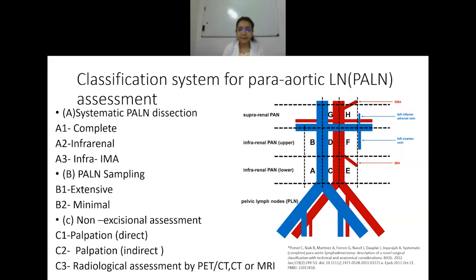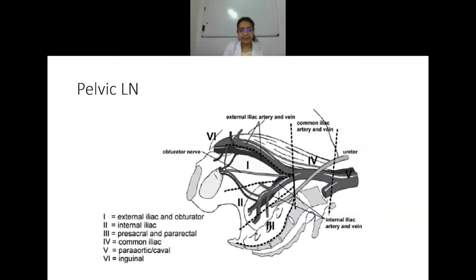Type B is where pelvic and para-aortic lymph node sampling is done. B1 is extensive, B2 is minimal. In C, we do not excise, we just assess. C1 is by palpation, done directly following exposure of the para-aortic region. C2 is where palpation is indirect, that is, we do not expose the lymph nodes. C3 is radiological assessment.